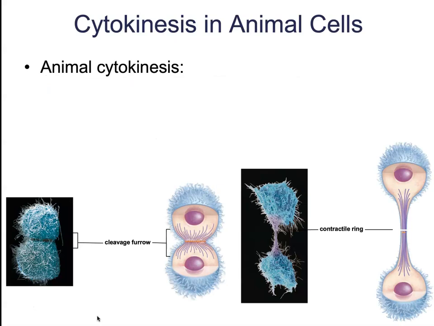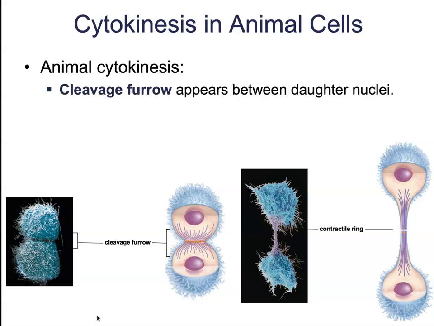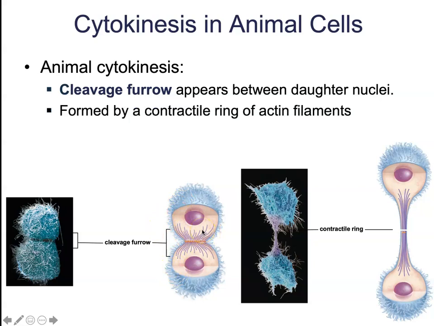All right, in animal cells, cytokinesis is going to go as follows. It's going to start off with a cleavage furrow that's going to appear between the two daughter nuclei. That's going to be sort of this little indentation right here. This is ultimately formed by a contractile ring of actin filaments.